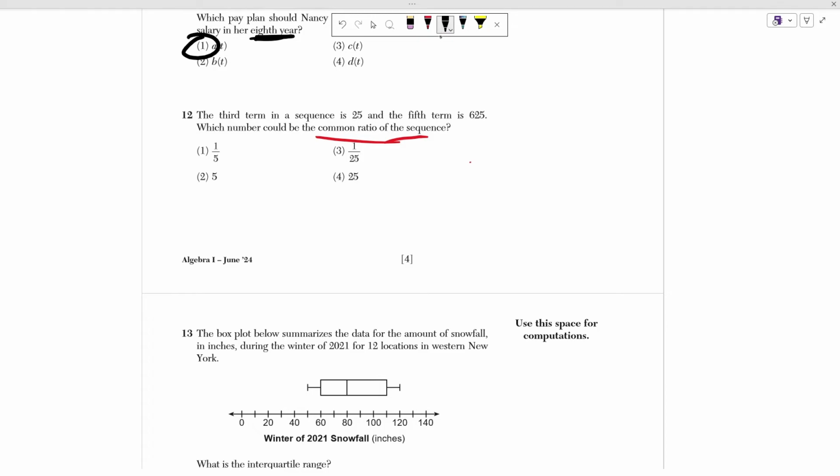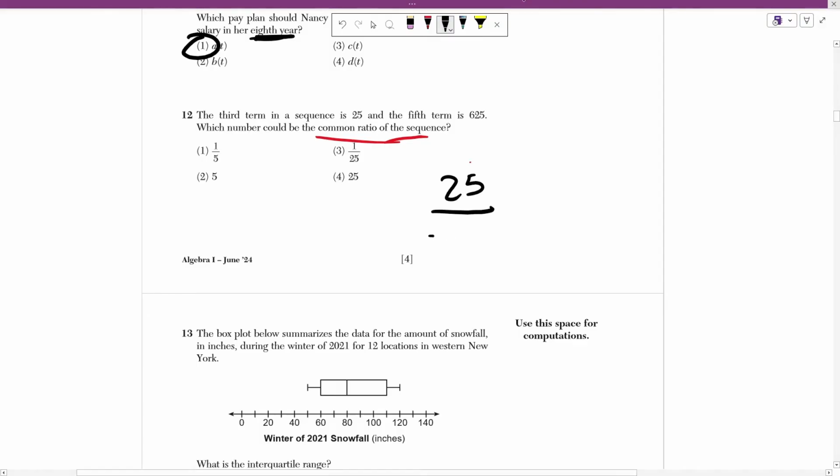Now let's look at this in the context of this problem, right? So we know that the third term is 25, all right? So just keep in mind, this is my third term. Then we don't know what the fourth term is. And then we know that the fifth term is actually 625. So I'm looking for what number do I multiply by 25 and then multiply that again to get 625.